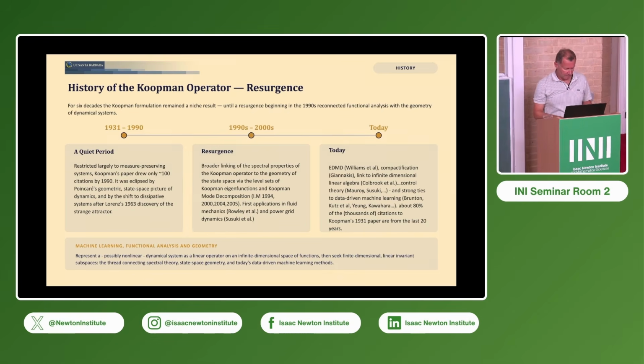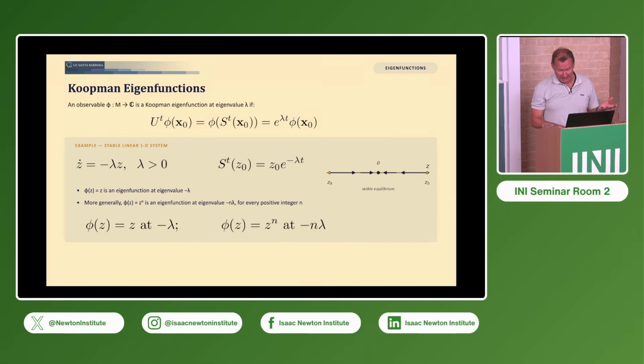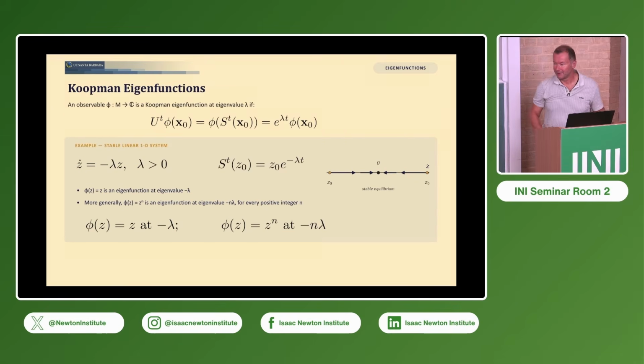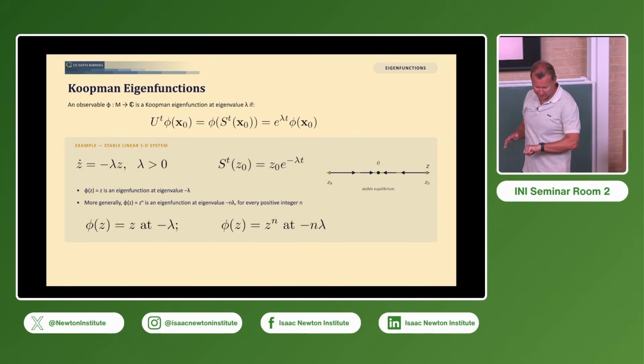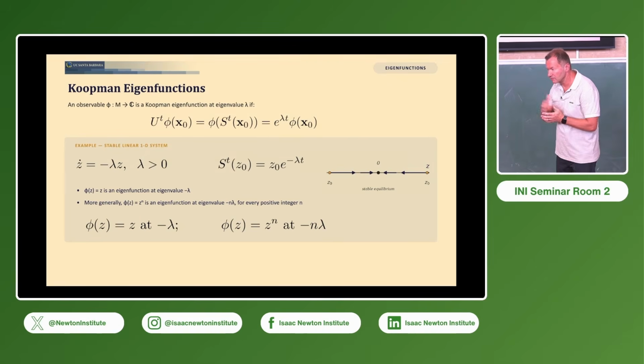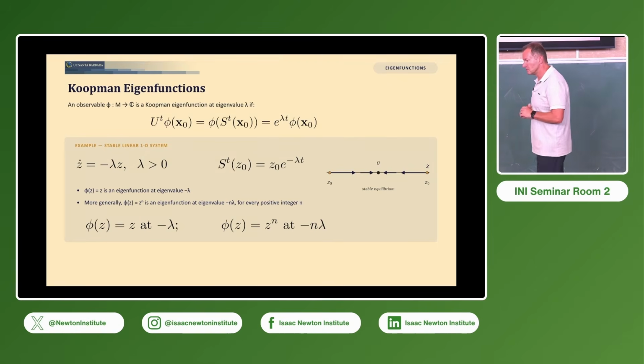So the main idea is to represent your nonlinear dynamical system in an infinite dimensional context, and then see what you can do with it. But the key is to find finite dimensional representations, as I will point out through the lectures, right?